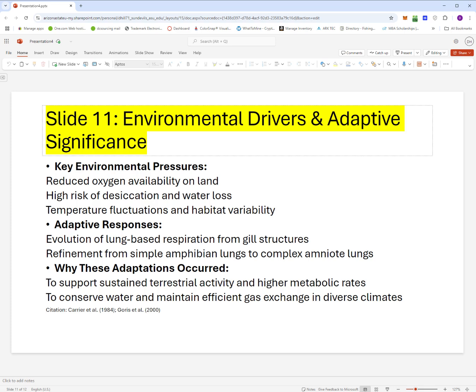Initially, they relied on gills, which are efficient in water, but as they moved to land, vertebrates evolved lung-based systems. In amniotes, lungs became highly subdivided, with numerous alveoli dramatically increasing the surface area available for gas exchange while conserving water.